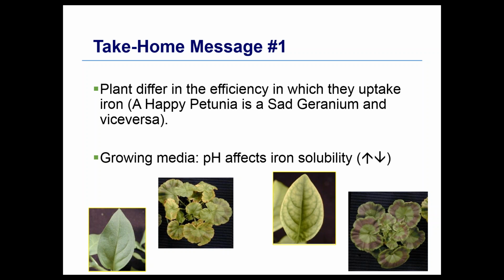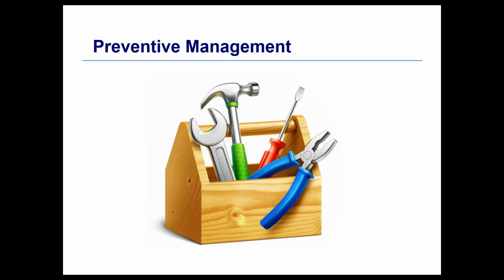And then the other thing, probably the most important, is that pH will affect the iron solubility. Again, the easiest way to remember is as one goes up, the other goes down. So you can remember, if my pH is too low, I'm risking toxicity if I'm growing geraniums. If my pH is too high, I'm risking deficiency if I'm growing anything in the petunia crop. So now we're going to talk about management.